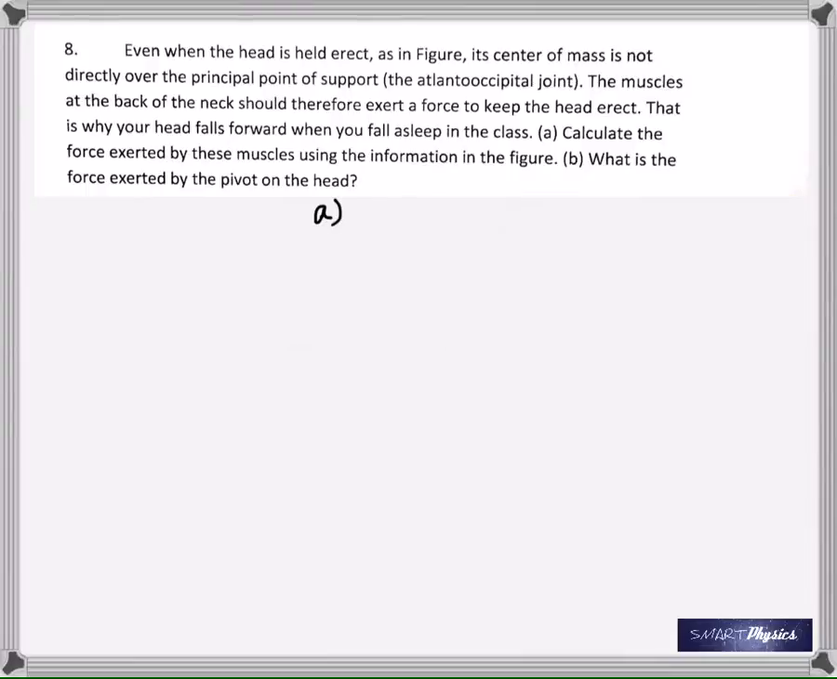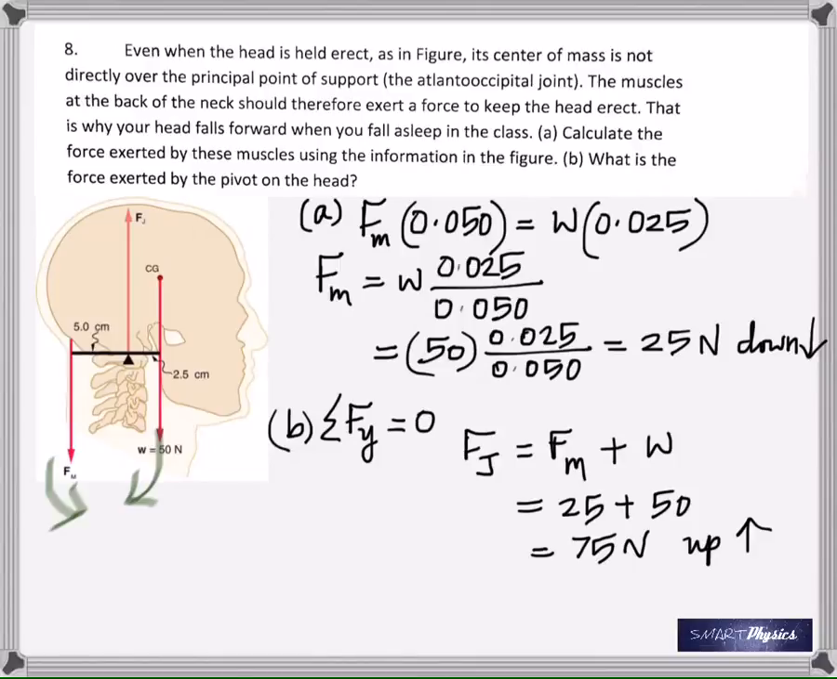Here is a story about the head and all that. You can read that. But remember that basically it's the muscles at the back of the neck that exert a force to keep the head erect. And that is why your head falls forward when you fall asleep in class. What you've got to do is calculate the force exerted by these muscles using the information in the figure. So you really need the figure. So here is the figure down there. You can see the force acting at the joint, Fj, that's what it is.